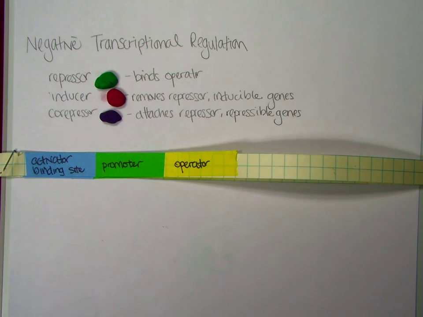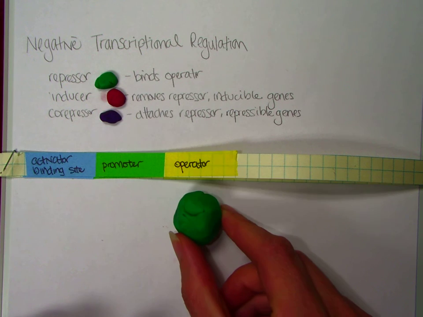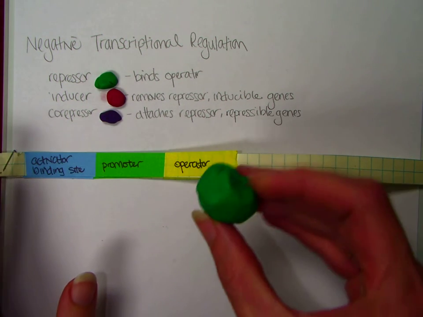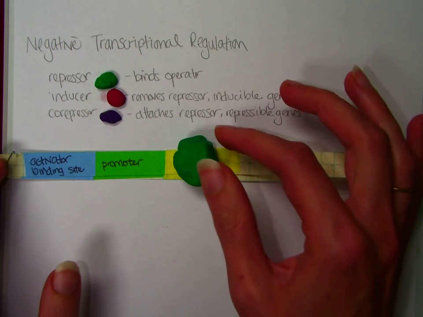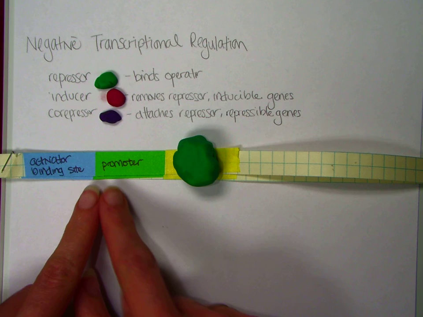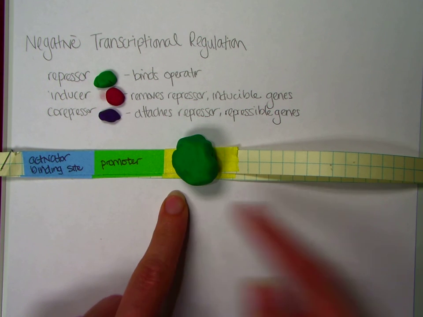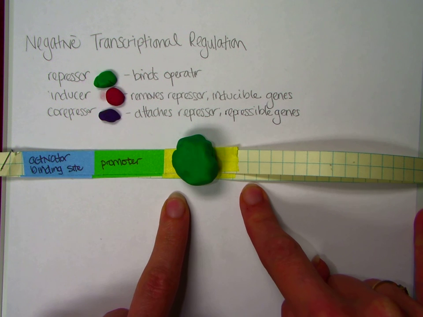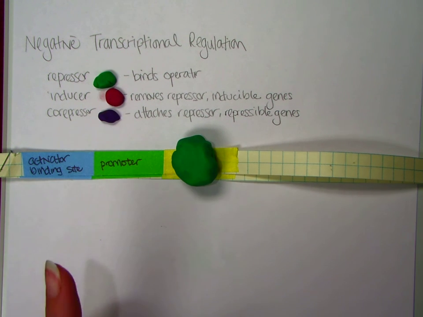Everyone. In this little video, I'll be showing you how negative transcriptional regulation works. Negative transcriptional regulation uses a protein called the repressor. The repressor binds to the operator on the DNA. The operator is a regulatory DNA element that is downstream of the promoter, but upstream of the coding part of the DNA that's going to be used to make the transcript.